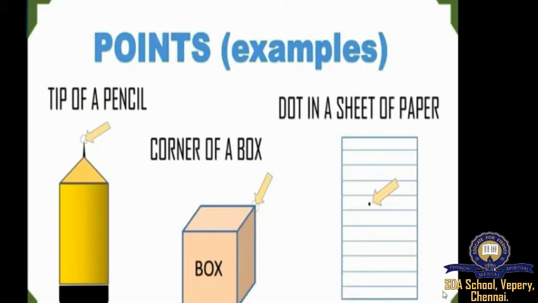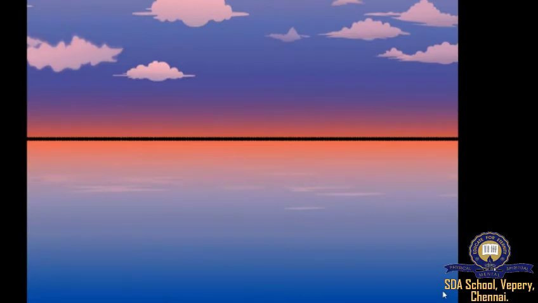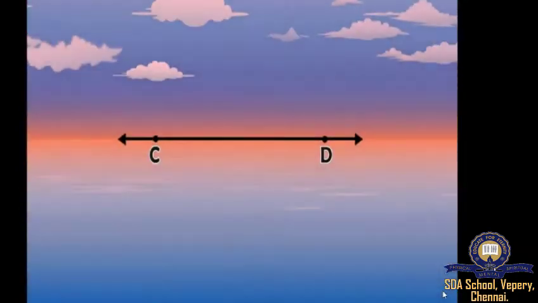Again, consider the following example, students. You have already seen this example in the previous video. If we want to represent the horizon, how can we do that? As you all know, the horizon does not have a beginning or an end. It keeps on going in both directions. So we draw the line with arrows on both sides, since the horizon keeps going in both directions. We call this a line.